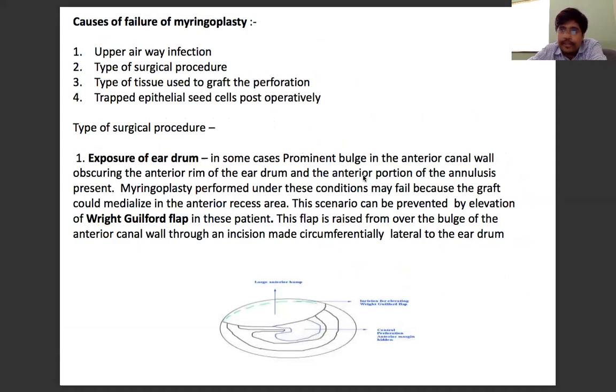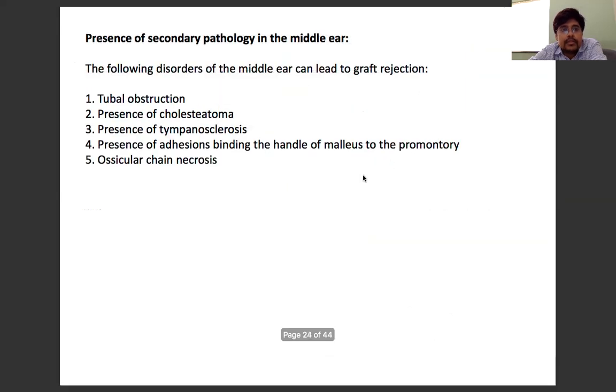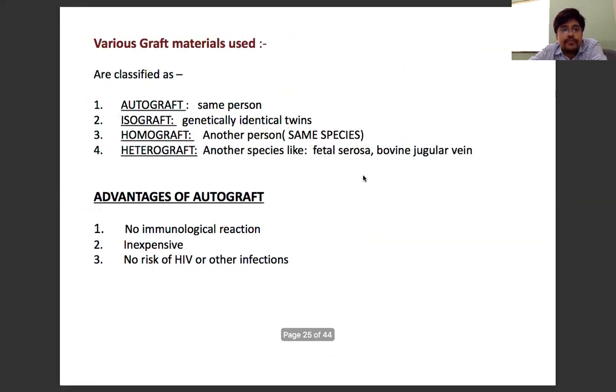What are the failures of myringoplasty? There can be infection, the surgical technique may not be proper, there can be graft resorption, or there can be trapped epithelial cells. So these are not that important for you.